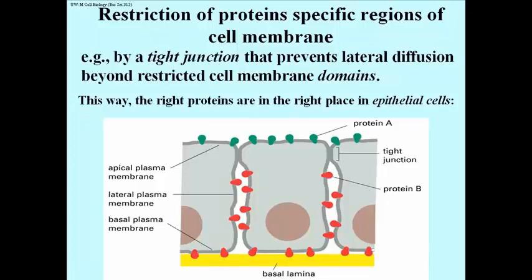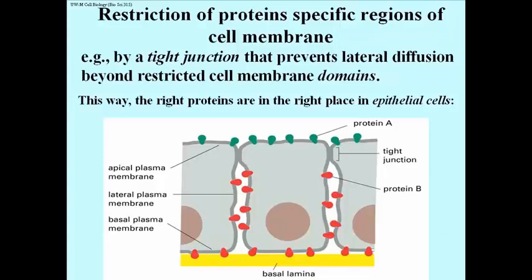Proteins that are on the apical side of the epithelial layer interact with circulating hormones and nutrients. Proteins on the cell surface on that side would be designed to recognize hormones or recognize nutrients and know to bind them and take them up.